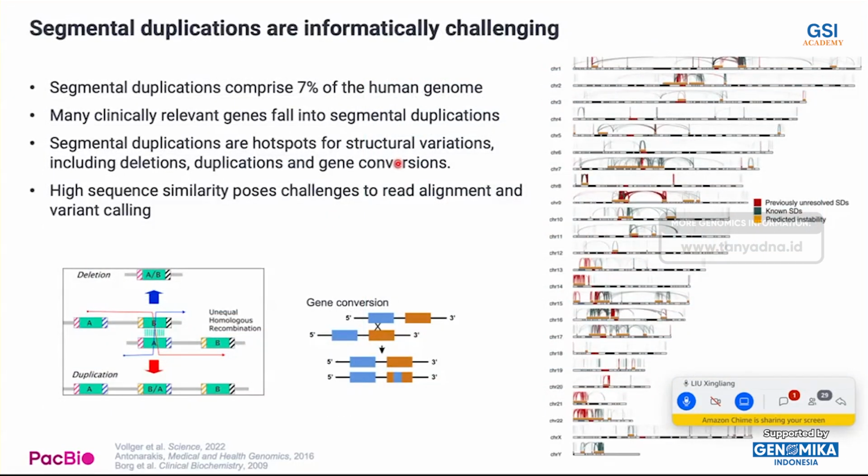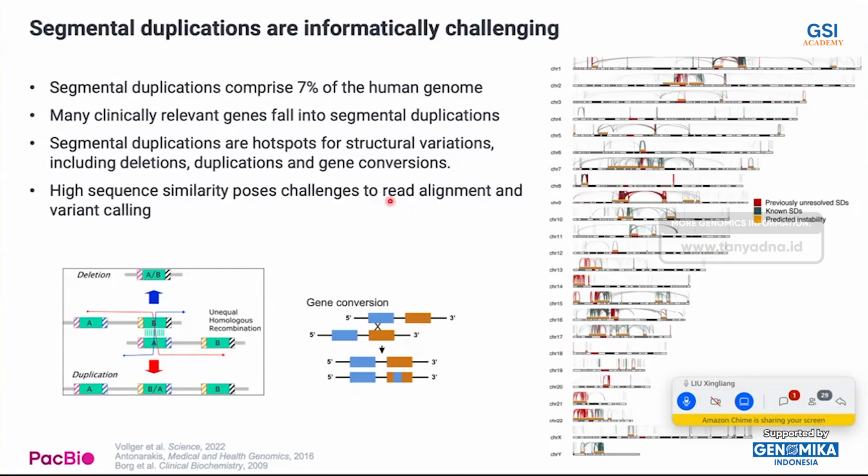The next thing I want to talk about is segmental duplication regions, which are similar to tandem repeats. These regions are also challenging because they are highly repetitive and highly dynamic across different subpopulations, and more importantly, they are known to be hotspots for structural variations. So that's why it's interesting to study them.